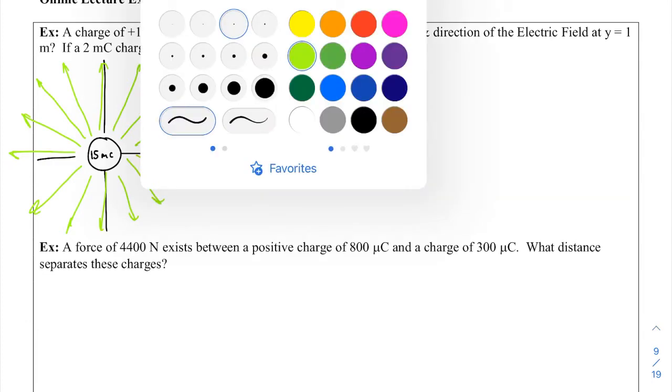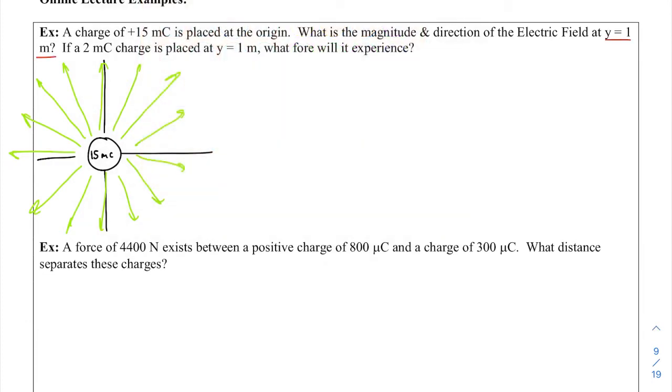And our point of interest is actually y equals 1 meter. So we're trying to figure out, at this point right here, at y equals 1 meter, what is the numerical value of the electric field and what direction is it. We can see from our drawing that the direction of the electric field at that point is upwards, okay?